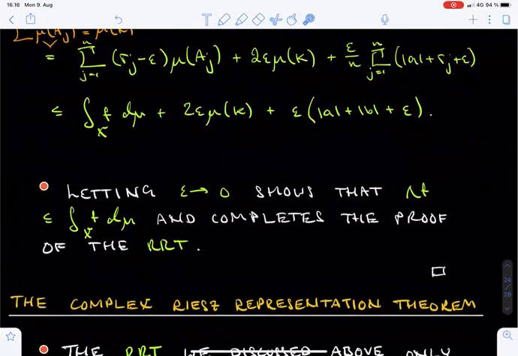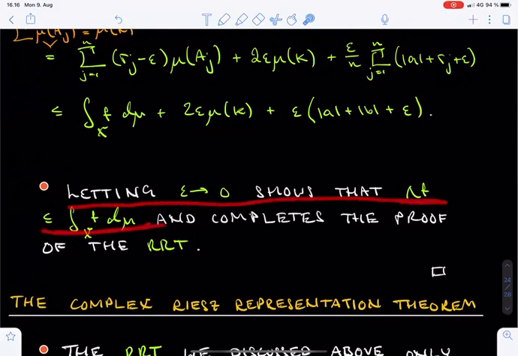The mu measure of the set K is finite, and also the absolute values of a and b are fixed real numbers whose values only depend on f. So at the end of the day, we may let epsilon tend to 0 to obtain the inequality we wanted, namely that lambda of f is bounded from above by the mu integral of f. The proof of the Riesz representation theorem is finally complete.